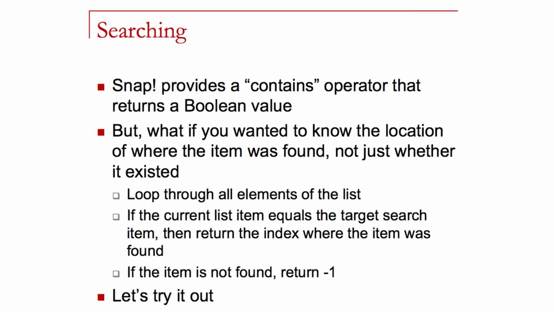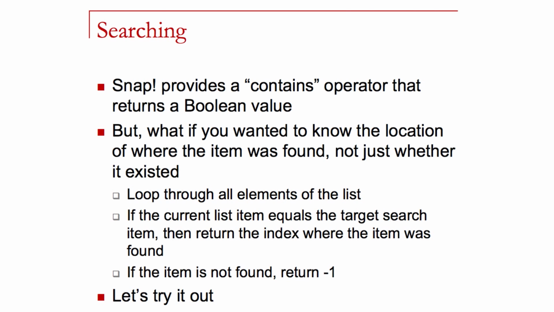So if we wanted to write that ourselves, we could create our own search block that would loop through all the elements of the list, and that block would take in a parameter representing the item that I'd like to find, as well as the list that I'd like to search through. So I'm looping through the entire list, and if I find where there's an indexed value in the list that is equal to the item I'm searching for, I immediately report back through my block the index where the item was located.